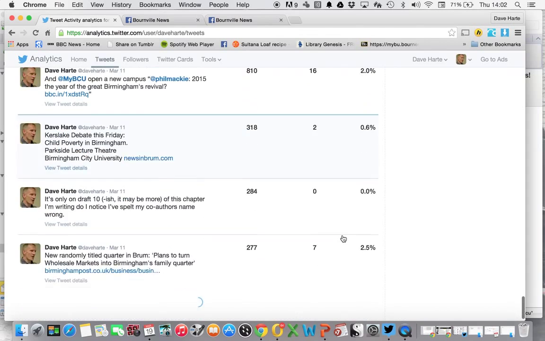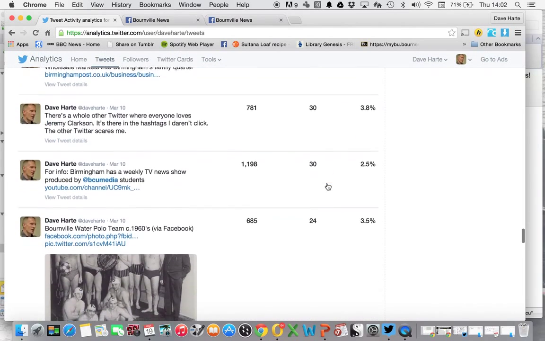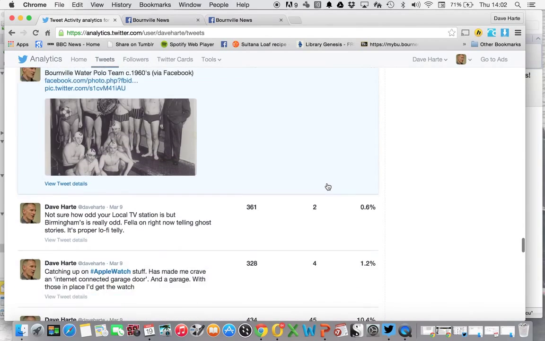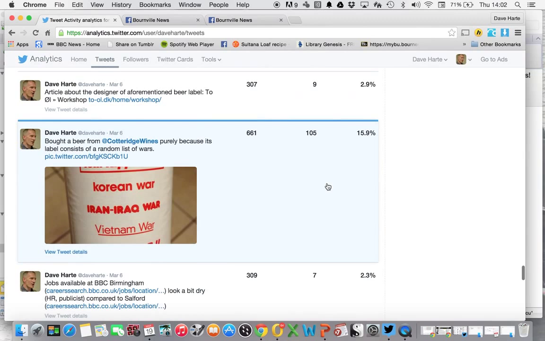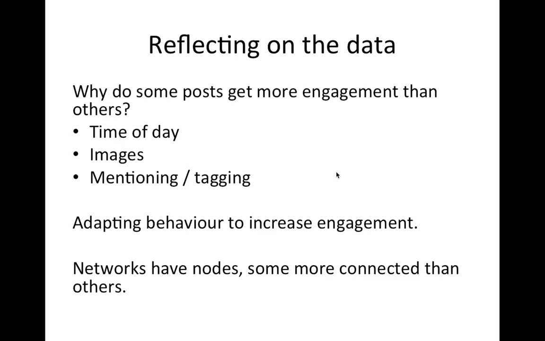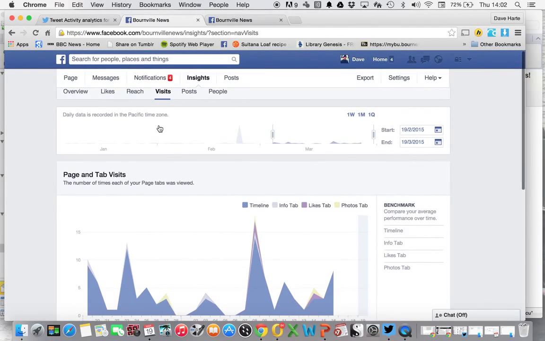Okay, 11.6. All these ones are quite low. They're just me saying stuff. There's a picture with a fairly low engagement rate, and there's one with a fairly high engagement rate. Okay, so there might be something about the kind of use of images, but there's also perhaps something about time of day.